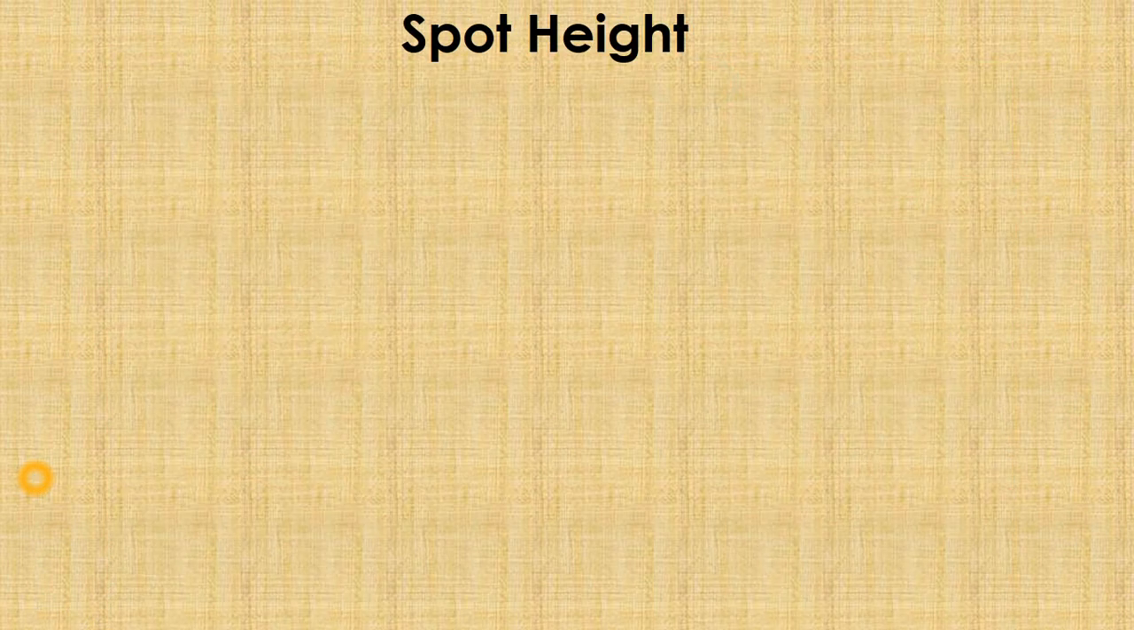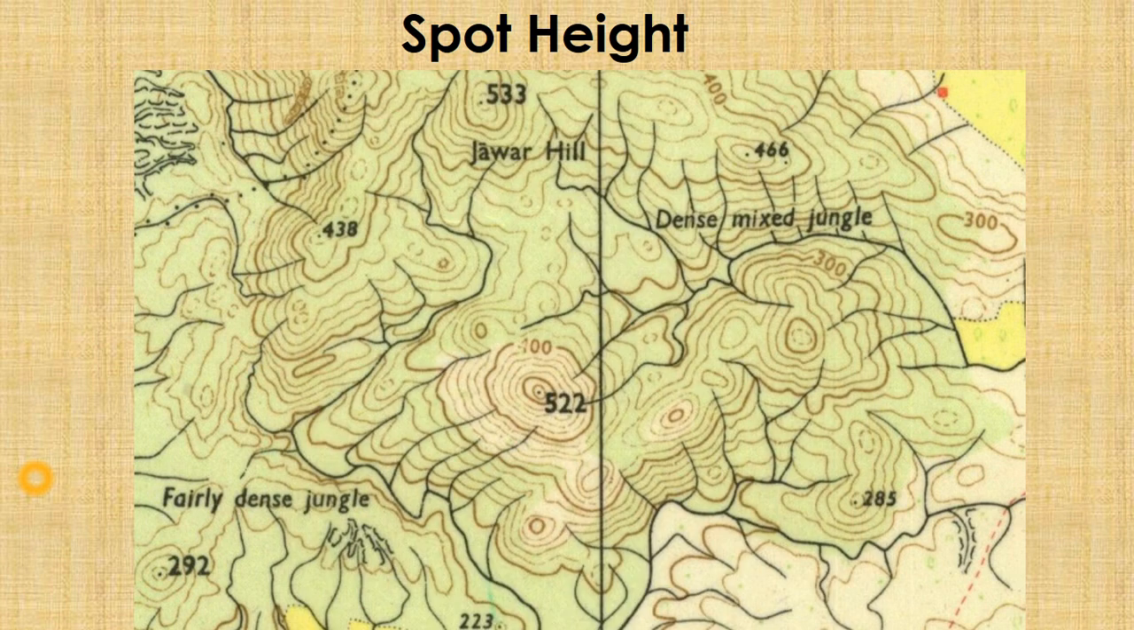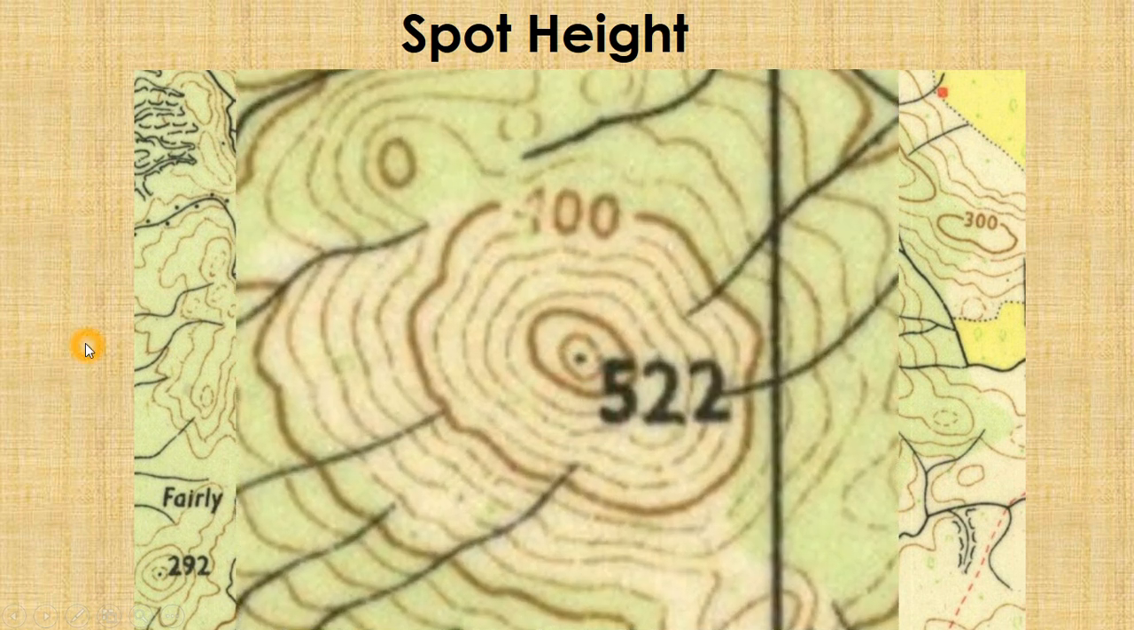So I'm skipping very fast. We have the next one. It is called spot height. As the name suggests, it shows the height of one particular point. If you see this map, here we have one spot height. There is a spot here in the middle, and it is written 522. Then here we have another one, with 4338. So this is what is called spot height. The height of one particular spot is written, and that is what is called spot height.